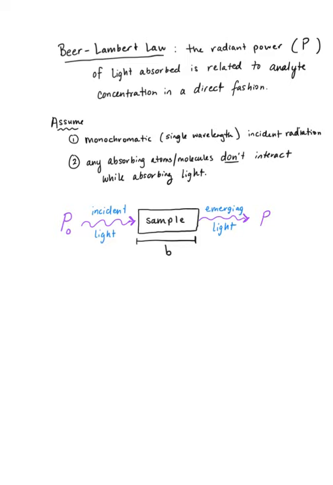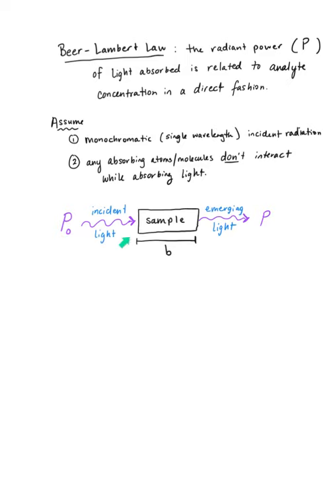Here, we're going to have some source that delivers an initial power, P0, of light of a single wavelength incident upon our sample. Our sample has a length b that light must travel through before it emerges on the other side. And as that light travels through the sample, some of the photons are absorbed, so that at the end, emerging light with a nominally different power, just P now, is left.